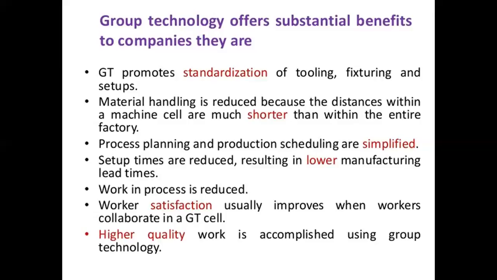Coming to the second point, material handling is reduced because there will be the shortest distance of travel from machine to machine, since the rearrangement has already been done. Coming to the third point, process planning and production scheduling are also simplified, because first you identify the path of production, and later you arrange your machines depending upon the scheduling, so everything is simplified here.